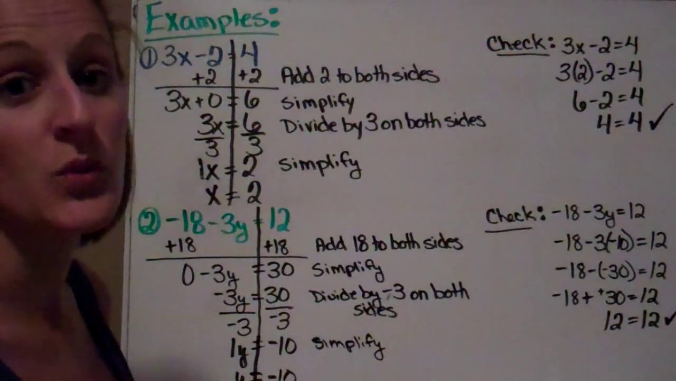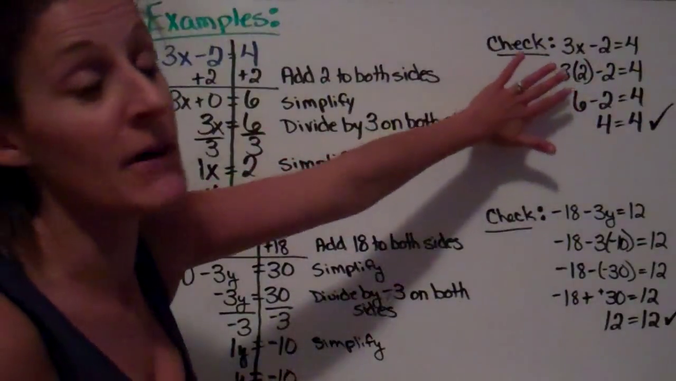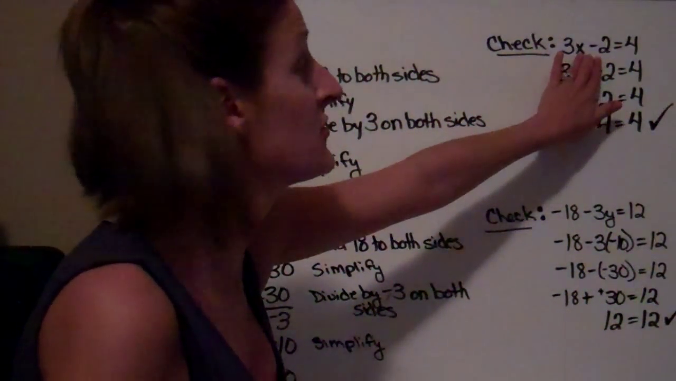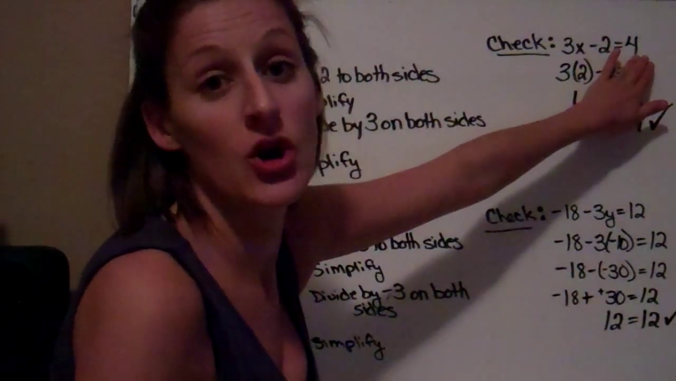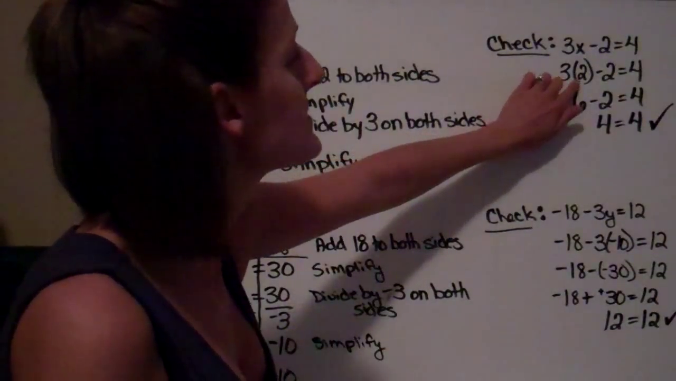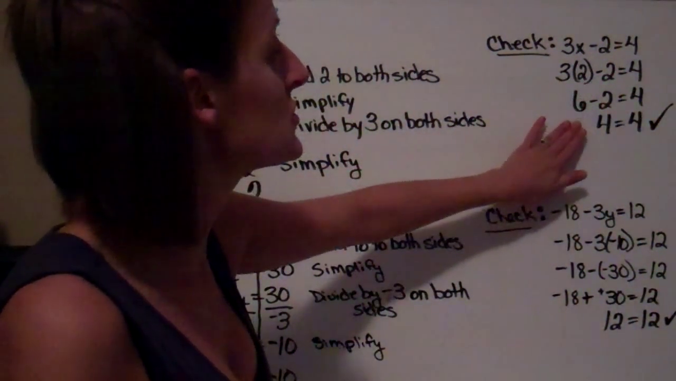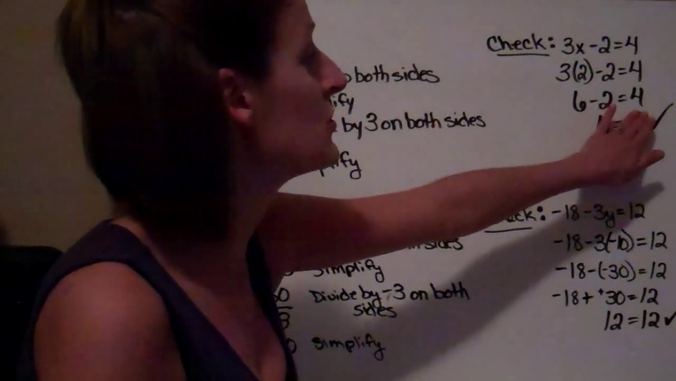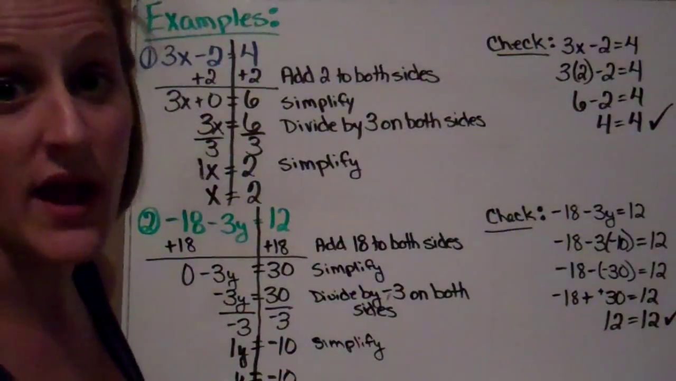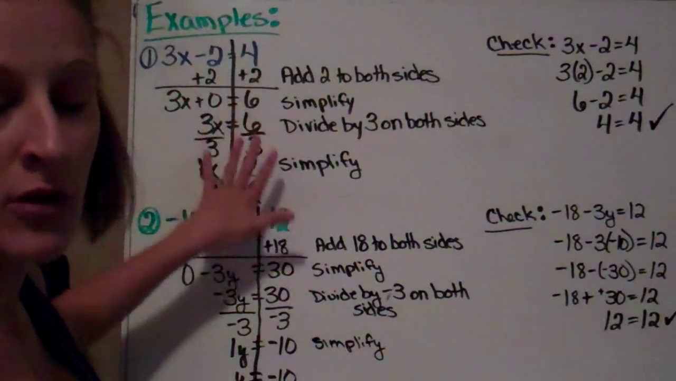Now that we have our answer, we can go back and double check to make sure we did it correctly. We do that by going over here and checking our answer. Use the same equation, 3x minus 2 equals 4. Put in 2 for the x. So I'm going to do 3 times 2 minus 2, see if that equals 4. We know 3 times 2 is 6, and 6 minus 2 does equal 4. So we know that my answer is correct without even having to go back and rewrite or go through the example.